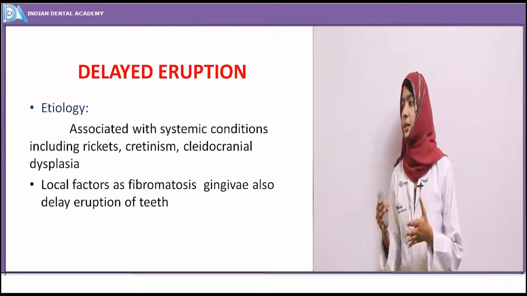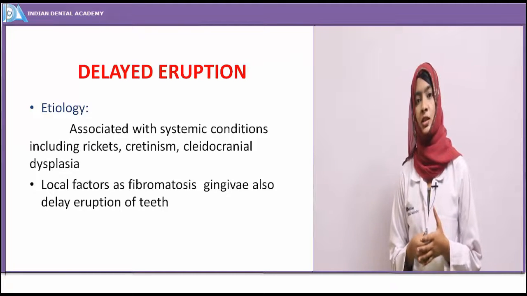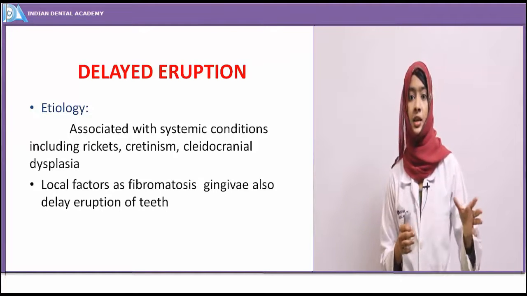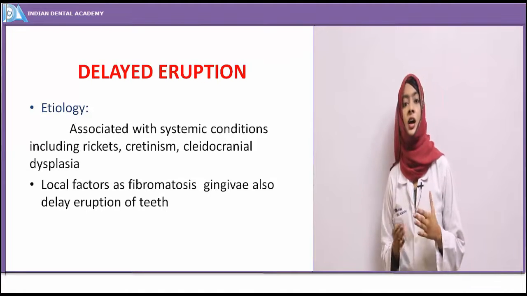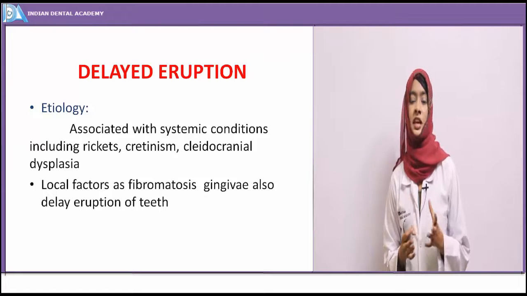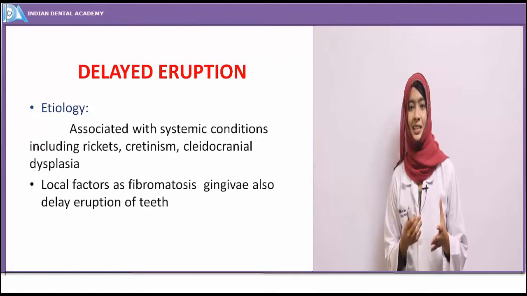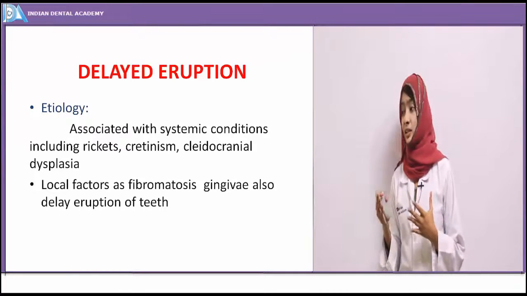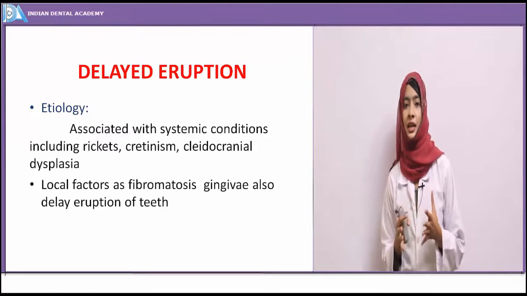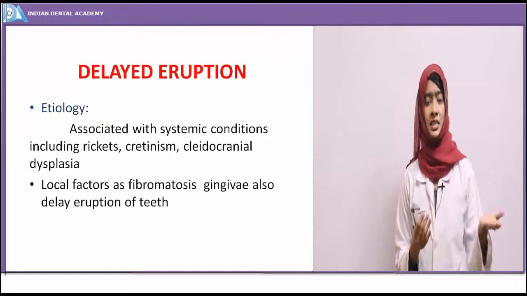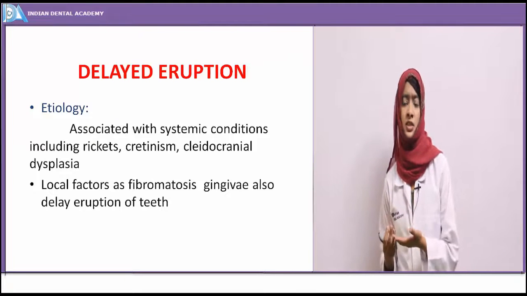But still, in some cases, eruption is delayed broadly. It is seen in cases of systemic conditions. Whenever you have extreme calcium deficiency, or rickets, or cretinism, or syndromes like cleidocranial dysplasia, there is a delayed eruption of teeth. These are the hereditary or syndrome-associated factors.